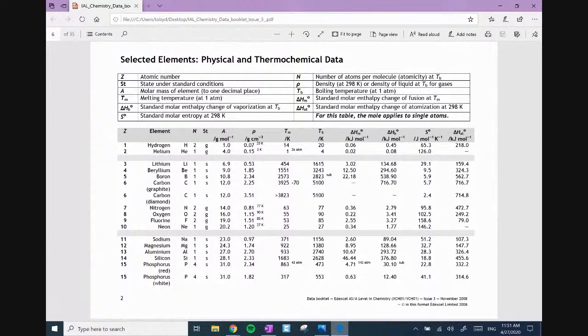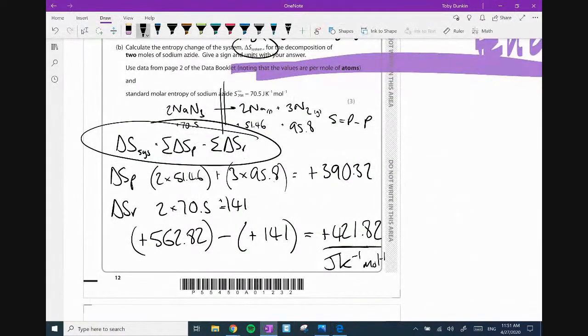Where's sodium? Sodium's down here. It's a solid. Entropy is 51.2. What did I use? 51. Okay, there you go. Round it up. I like it. 51.2. I'll get rid of all that number again and do it again. So 51.2 plus 51.2 plus 95.8 times 3. So I get 389.8. Joules per Kelvin per mole. And it has to have a plus sign.